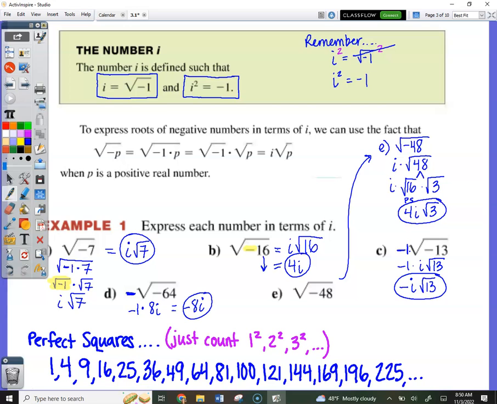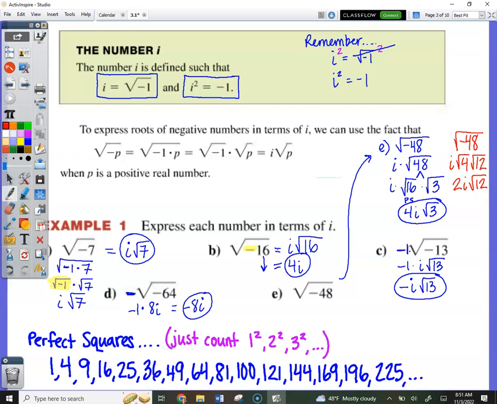Now, red means wrong here, so don't write this. If you forget to find where it falls and start with the big number, and you just start counting over here, you're going to run into this problem. 4 times 12 is 48, right? And 4 is perfect, right? And you think, oh, it's 2i square root 12.